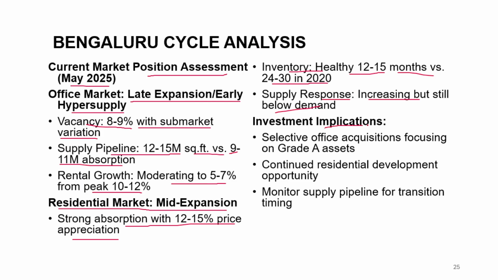So what are the investment implications? Selective office acquisitions focusing on grade A assets. Right now, if you want to go into office, selective office acquisition focusing on grade A assets can be done. Then, continued residential development opportunity: you can still continue residential development, and actually it should be done because you are in the expansionary stage. And then monitor the supply pipeline for transition timing; you can look into that also as an investor implication. So that is how you can look at the Bengaluru business cycle.